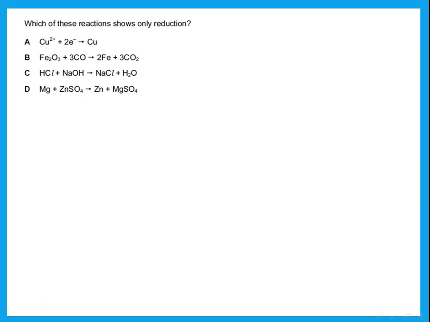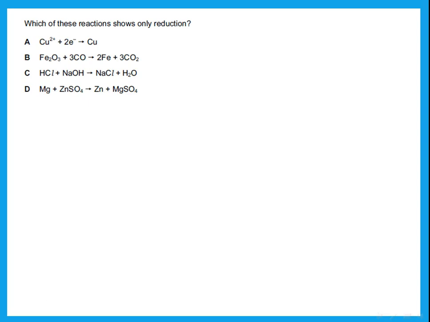Okay, which of these reactions show only reduction? Let's go back and think about the definition of reduction. Well, reduction is what? Reduction is either gain of electrons or loss of oxygen. So, taking a look at this, first of all, you should realize that neither C or D have anything to do with oxidation or reduction. C is a reaction between acid and base, and we said acid and base is what kind of reaction? It's a neutralization reaction, so it's not oxidation, not reduction.